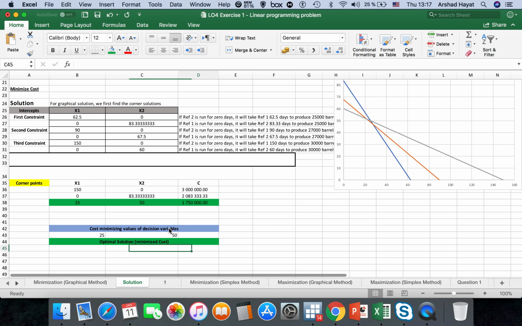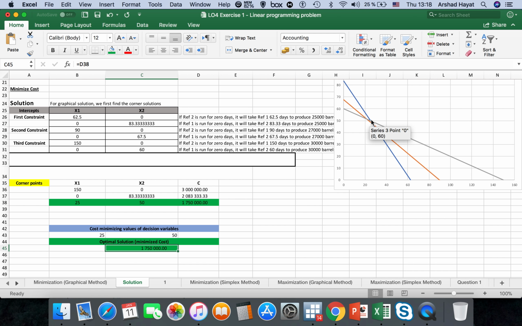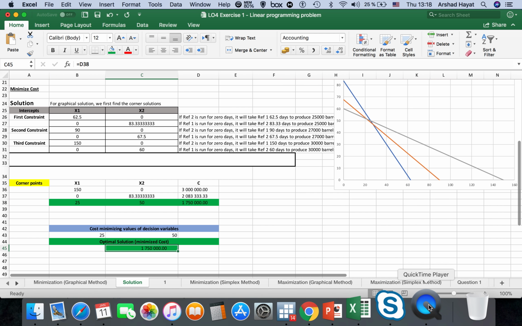And what is the optimal solution? The optimal solution is that we need to run the first refinery 25 days and the second refinery 50 days, and the minimized cost would be $1.75 million. So that's exactly our solution. We just need to write this optimal point, feasible region, x1 and x2, and that's pretty much it. Thank you very much.